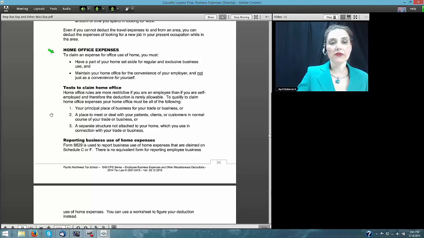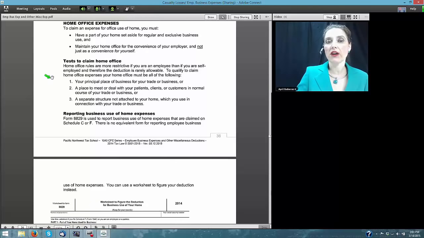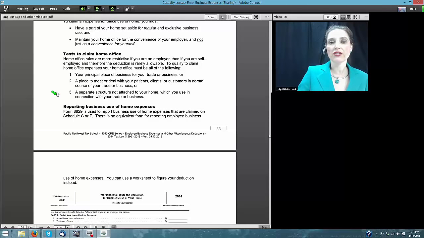So here are the tests for claiming a home office. It has to meet all of the following tests. It must be your principal place of business for your trade or business, or a place to meet or deal with your patients, clients, or customers in the normal course of your trade or business, or a separate structure not attached to your home which you use in connection with your trade or business.